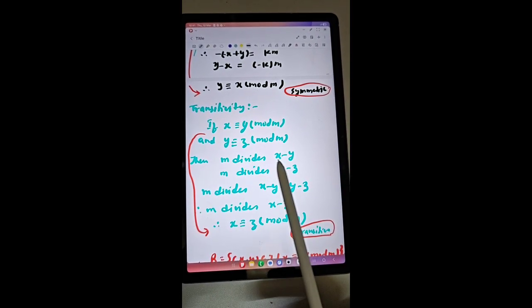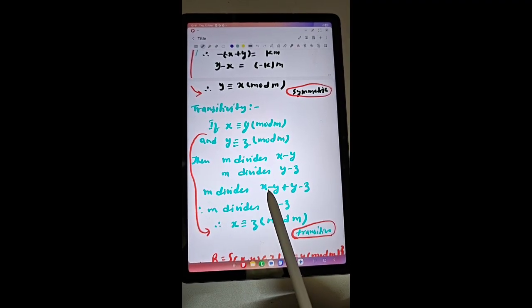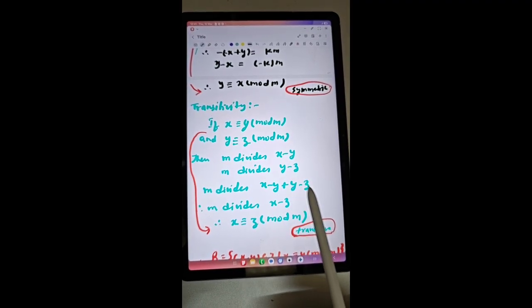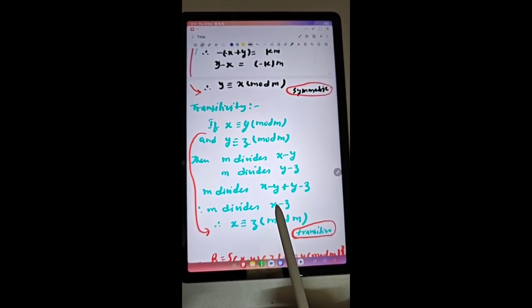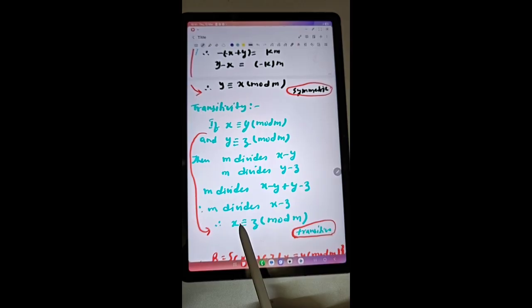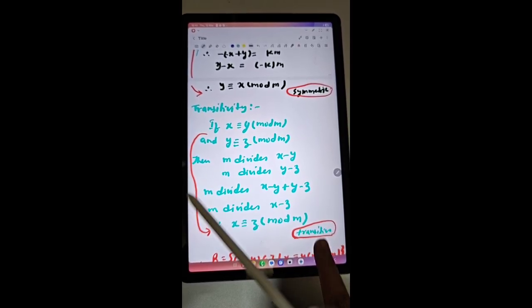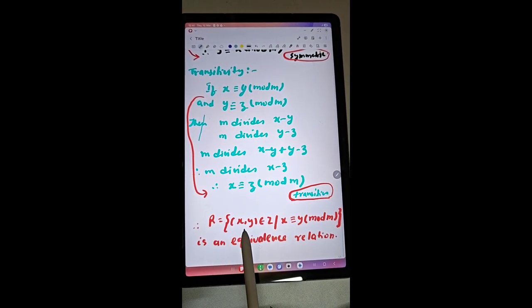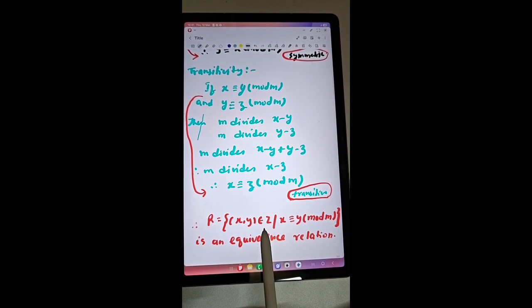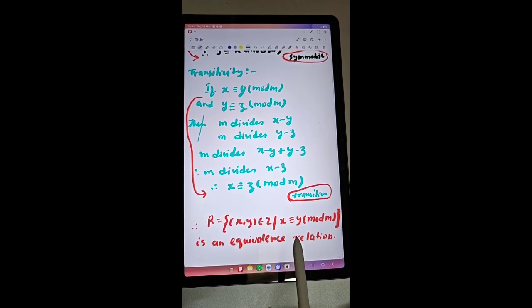Now the transitive relation. x is congruent to y modulo m and y is congruent to z modulo m, which means m divides x minus y and m divides y minus z. So m divides x minus y plus y minus z together, and we can say m divides x minus z because y cancels. So x is congruent to z modulo m, and the transitive property also holds. In this way, we can say that the relation R, x, y belonging to integers such that x is congruent to y modulo m, is an equivalence relation. Thank you.